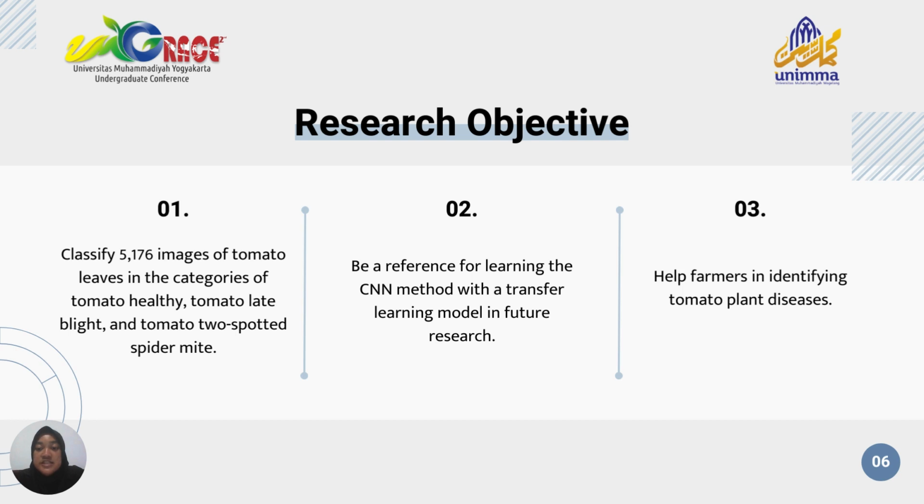This research is expected to be a reference for learning the CNN method with a transfer learning model in future research, and it can also help farmers in identifying tomato plant disease so that later farmers are expected to carry out prevention and further treatment of tomato plants.